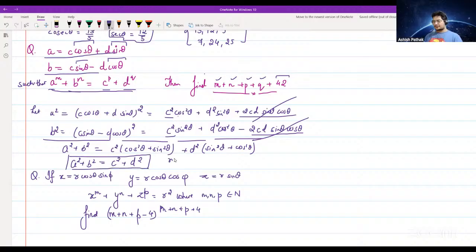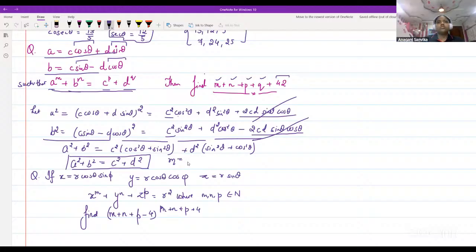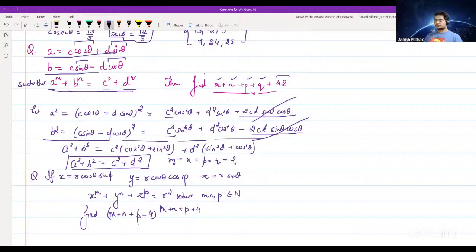So what's the value of M that you will get? 2 plus 2, so you will get 2. Now we will put this one here. So the solution will be 2 plus 2 plus 2 plus 2 and 42. What's the answer? 50. 50 is the answer of this question.